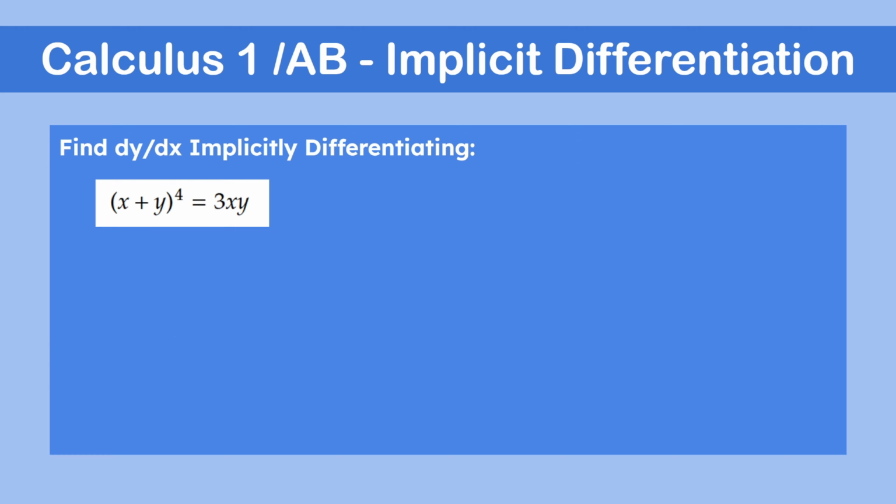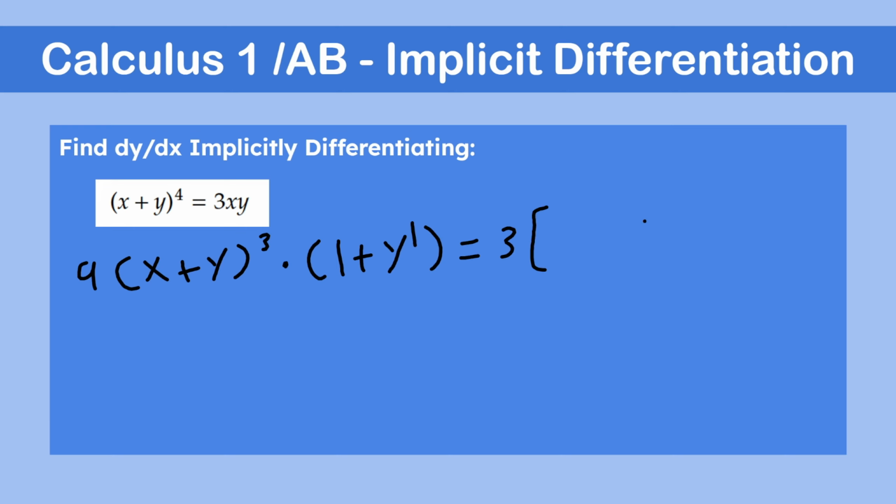Okay, so this is going to be our last problem. We're going to do the same thing as always. We take down the degree, subtract 1, multiply by the derivative of the inside, 1 plus y prime, and then we do the same thing over here. So you have 3 times the product rule, so we say x y prime plus y times the derivative of x, which is 1.